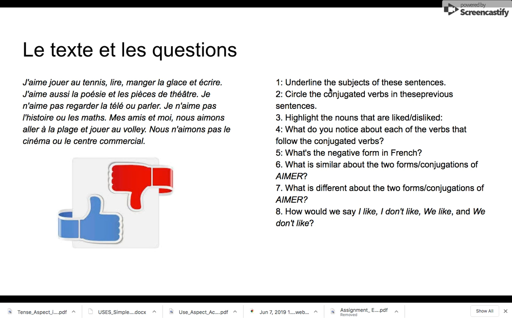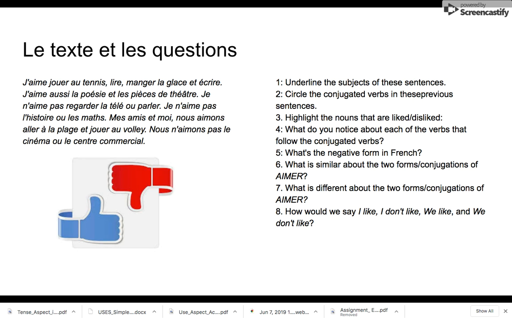So, on the right, I have questions or things to look for. I will ask my students to underline the subjects of these sentences, and this will be based on information that we had learned earlier in the year. Circle the conjugated verbs in the previous sentences. Highlight the nouns that are liked and disliked. What do you notice about each of the verbs that follow the conjugated verbs? What is the negative form in French? What is similar about the two forms, conjugations of aimer? What is different about the two forms, conjugations of aimer?